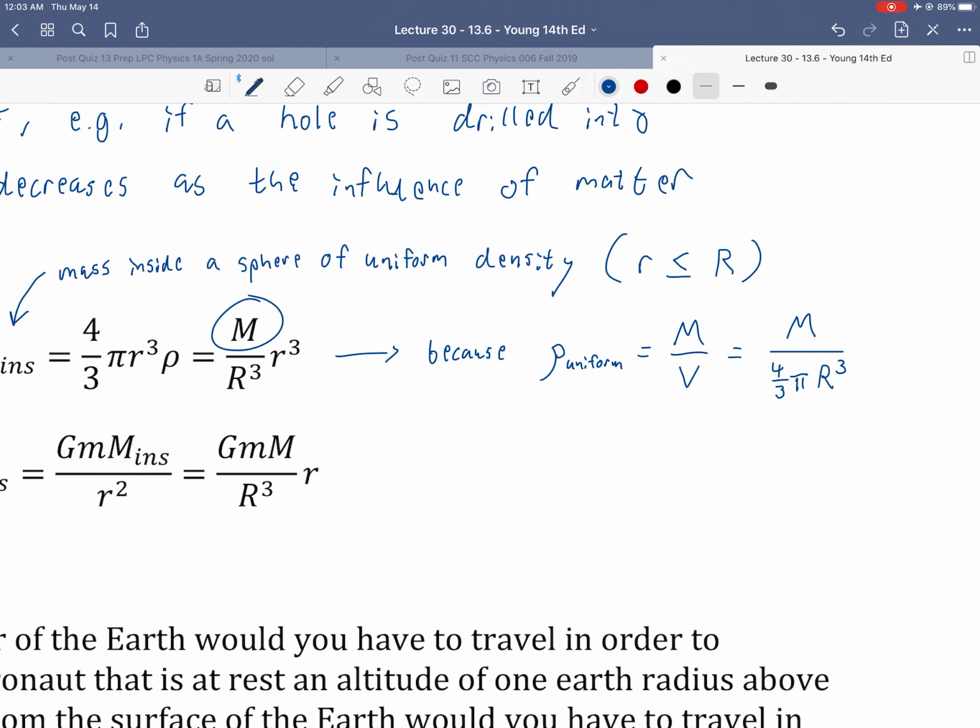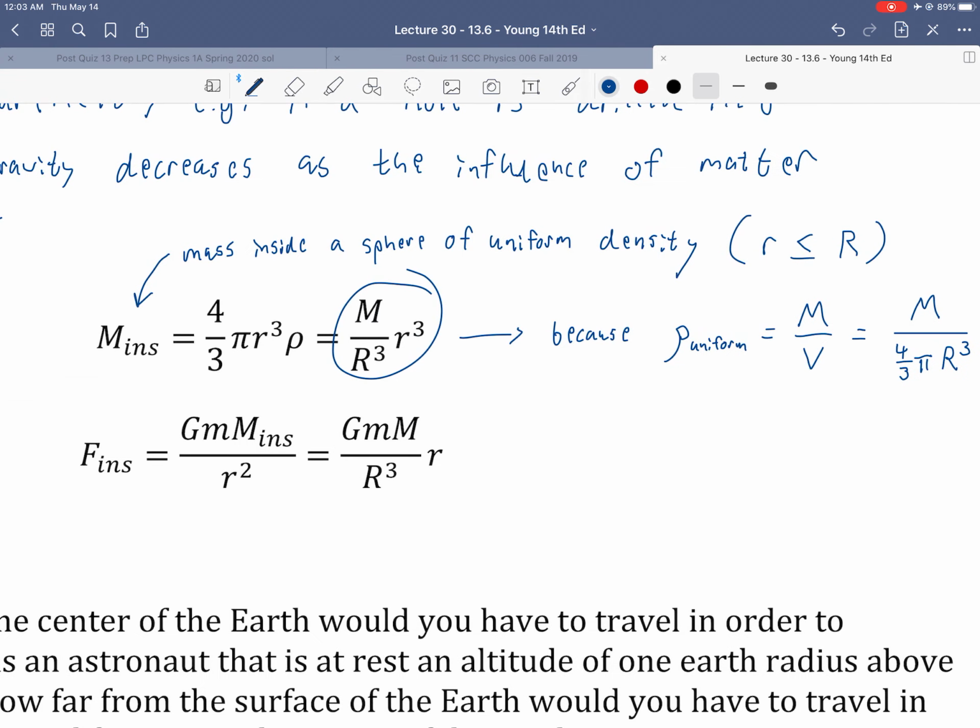Well, when we make that substitution for rho, we get our big M. Our r cubed is going to be along for the ride because it didn't show up, but the 4/3 pi cancels out in both the denominator and the numerator. And so then we're just left with the following ratio. Essentially what that's telling us is that the mass enclosed is proportional to the radius cubed.